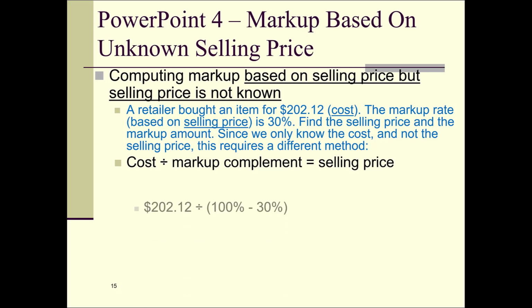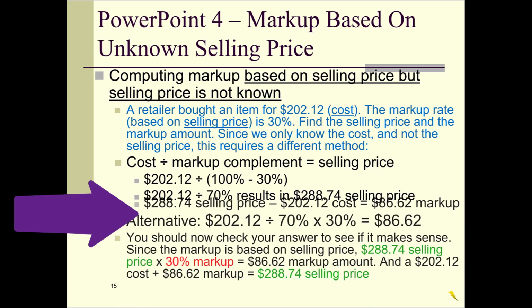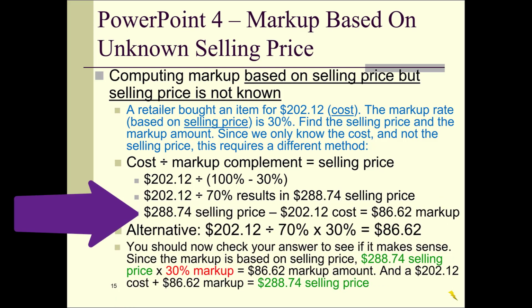So the cost is $202.12 divided by the complement of 30%. The complement of 30% is 70%. So 202.12 divided by 70% results in a selling price of $288.74. So if that's the selling price, and we know the cost of 202.12, the markup is the difference. So 288.74 minus 202.12 gives us that $86.62 markup.